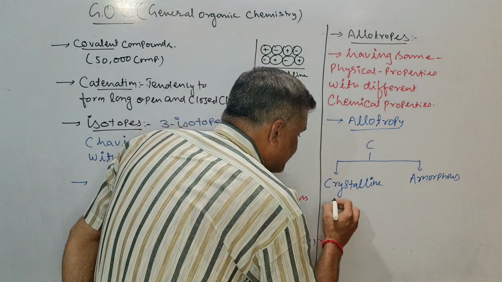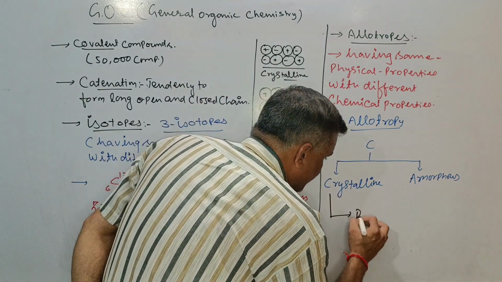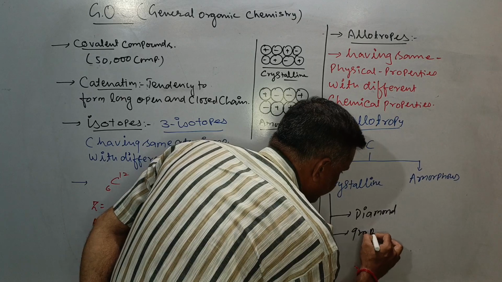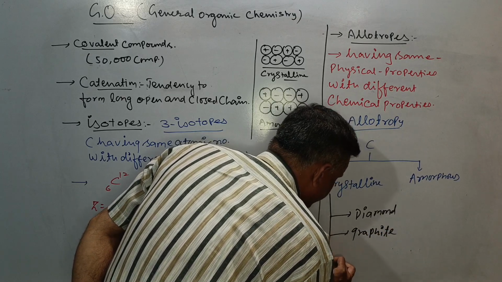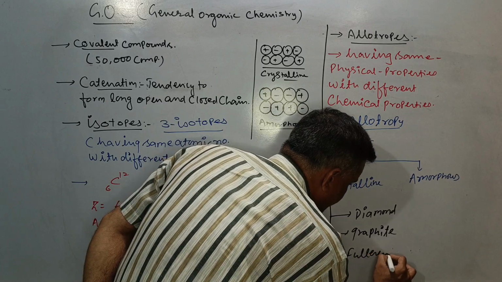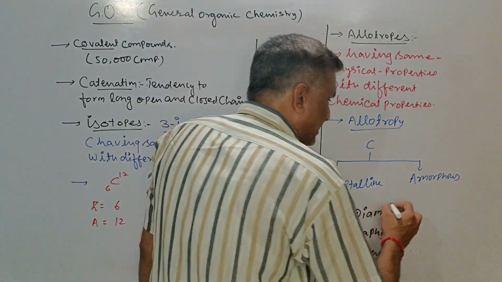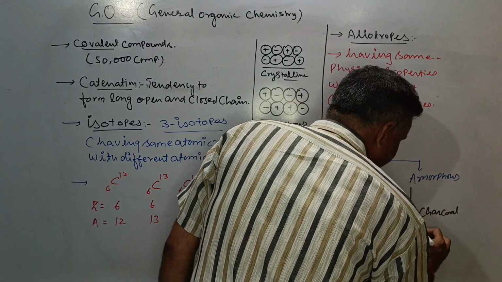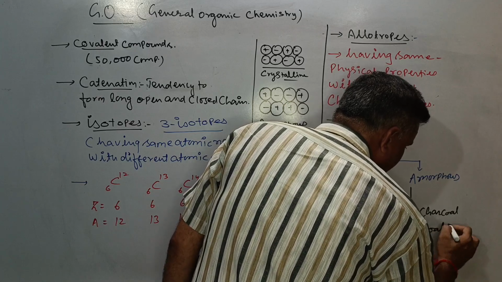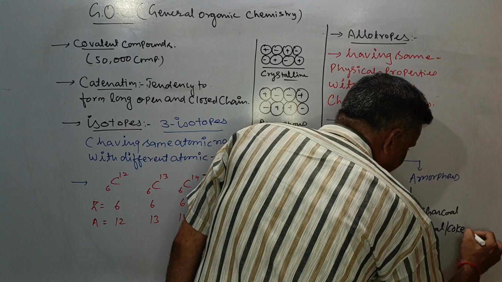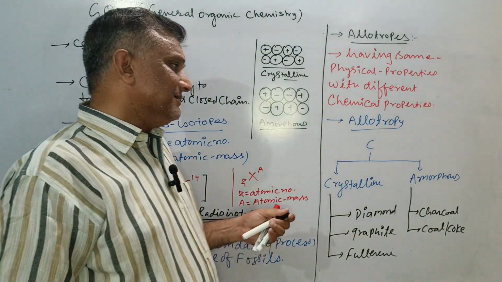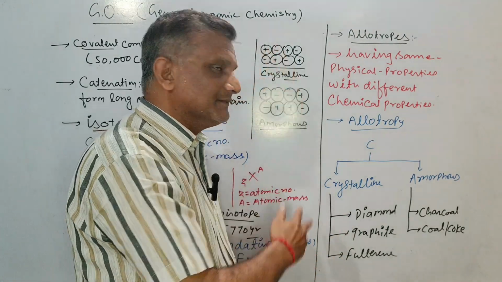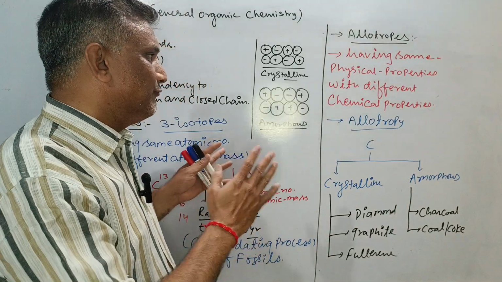If we go with the examples of crystalline, the first example is diamond, the second example is graphite, and the third example is fullerene. Fullerene is the best example. If you go with amorphous, you can take a lot of examples: charcoal, coke, coal, etc. The important allotropes are diamond, graphite, and fullerene. We will discuss further. Read the matter properly and understand the basics.